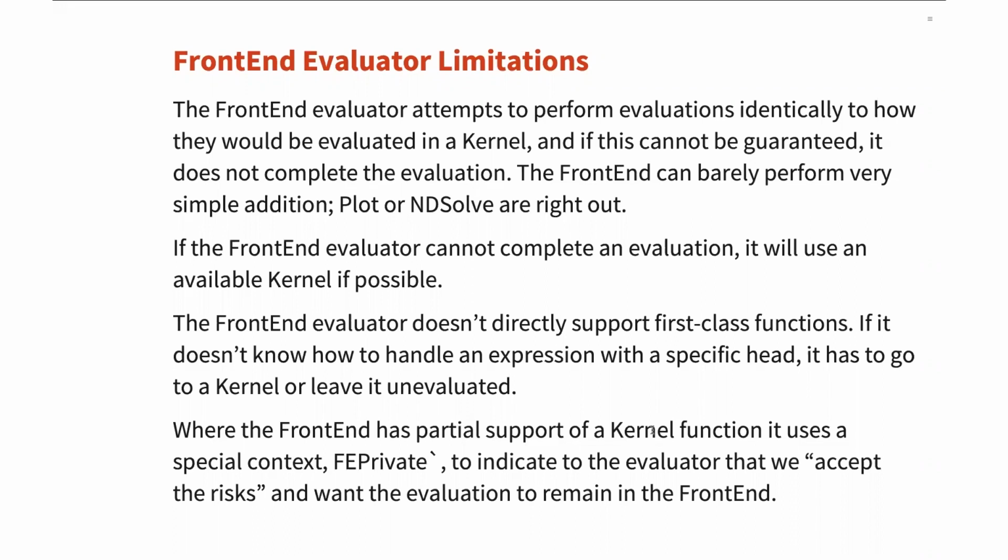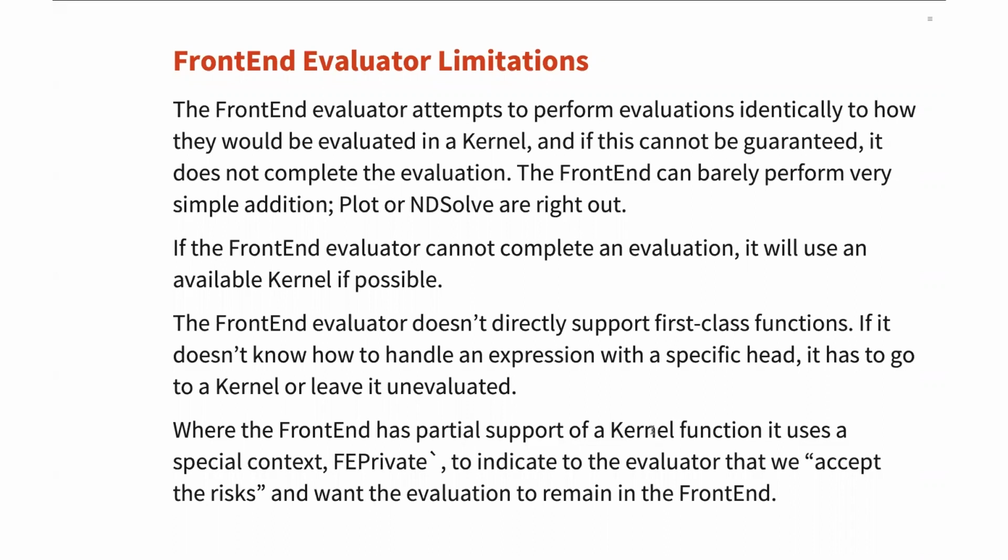So it's very important that anytime we do an evaluation that short-circuits the kernel, what's evaluated gets exactly the same result that the kernel would. If we can't be certain that we can do exactly what the kernel did, we have to bail out and pass it to the kernel. So the front end can perform simple addition. If you give me a machine number and another machine number, the front end will go, you know what? I do know how to add machine numbers.